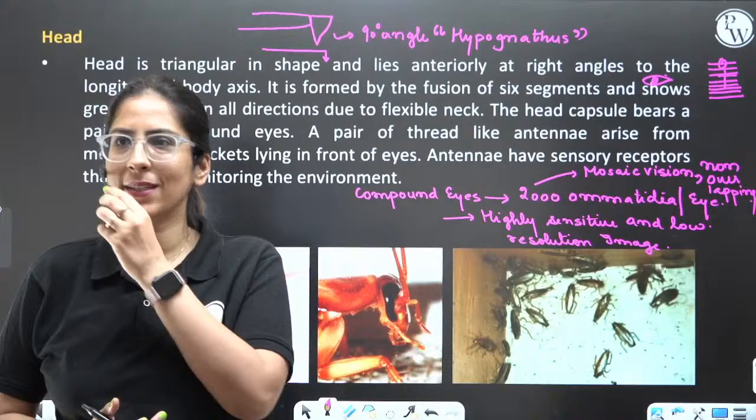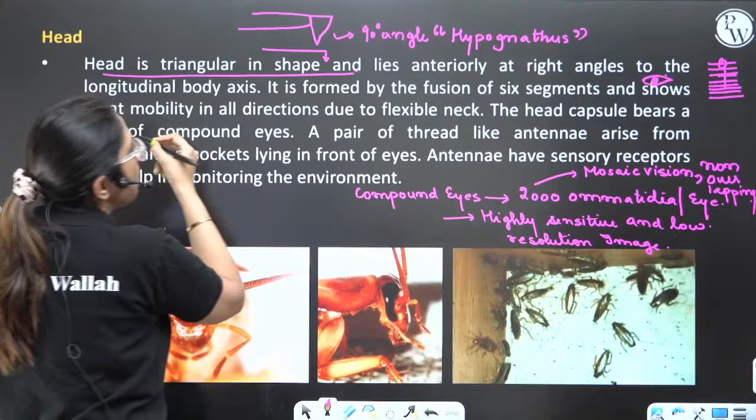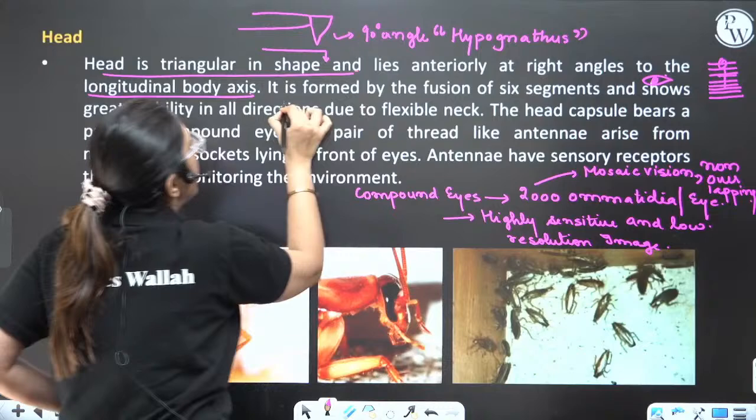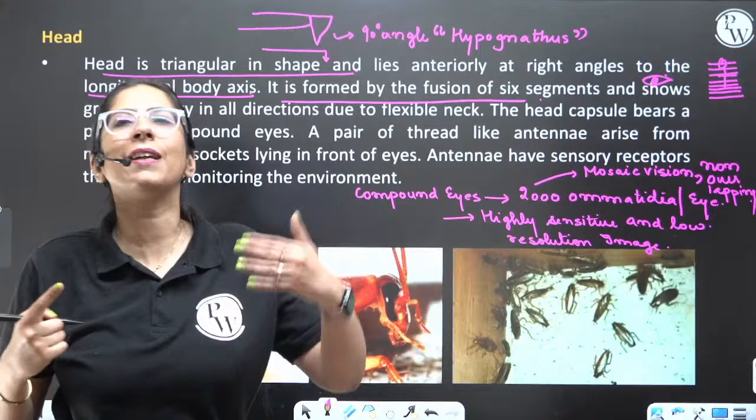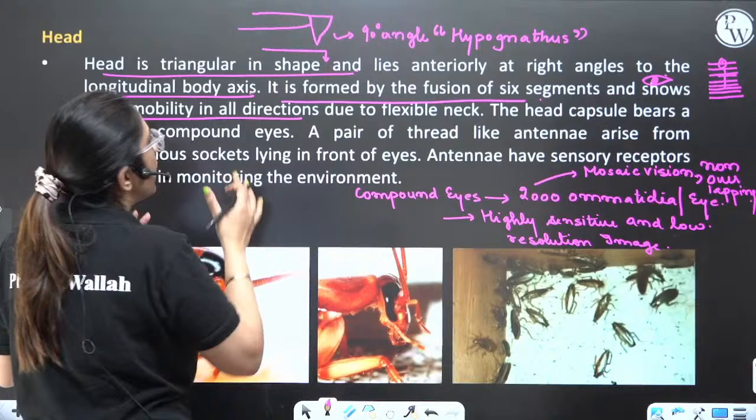Okay, let's read. Head is triangular in shape, lies anteriorly at right angle to the body axis. Hypognathous, point clear. It is formed by the fusion of six segments. That means in the nymphal stage six segments are there, but as they grow into adults, only one segment is there. It shows great mobility in all directions because they have a flexible neck. Now, head capsule bears compound eyes.